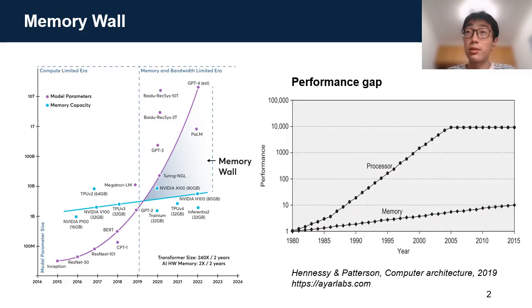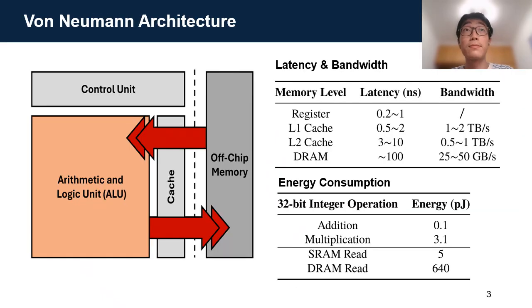Then, how about just making the memory larger and faster? Well, it's not that simple. Let's look at the modern computer architecture, the von Neumann architecture. In the von Neumann architecture, the memory unit and the compute unit are separate. The on-chip ALU fetches data from off-chip DRAM to do the computing.